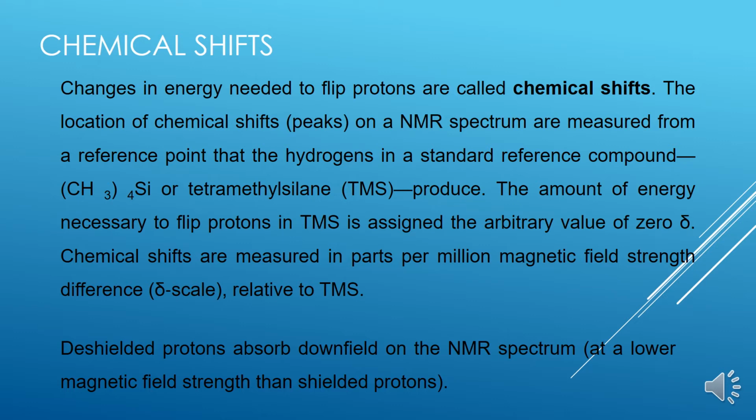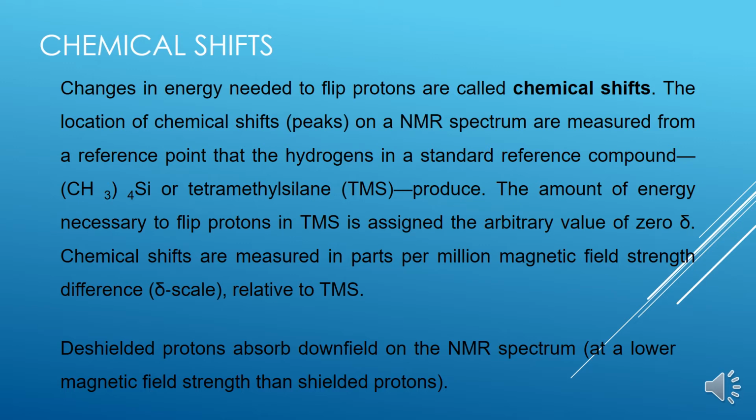The amount of energy necessary to flip a proton in TMS is assigned the arbitrary value of 0 delta. Therefore, it is taken as the reference compound for NMR spectra. Chemical shifts are measured in parts per million of magnetic field strength difference, that is the delta scale, relative to TMS. The TMS peak will be observed at 0 ppm on the delta scale.